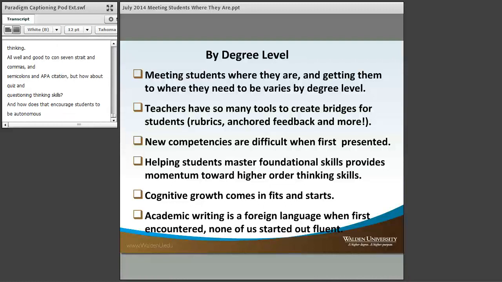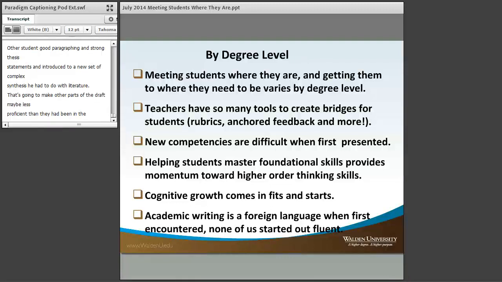So we recognize sometimes when we introduce a new complexity, other skills can fall to the wayside. A student who previously was really good at paragraphing and had strong thesis statements was introduced to a new set of complex synthesis that he had to do with literature. That's going to make other parts of the draft maybe less proficient than they had been in the past. That happens just the same way for undergraduate students.